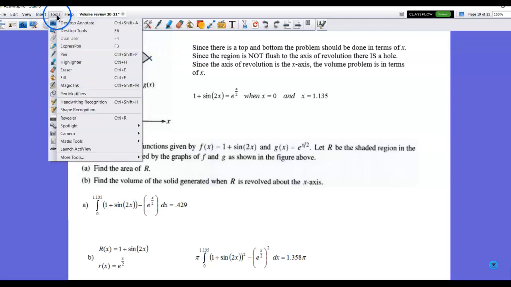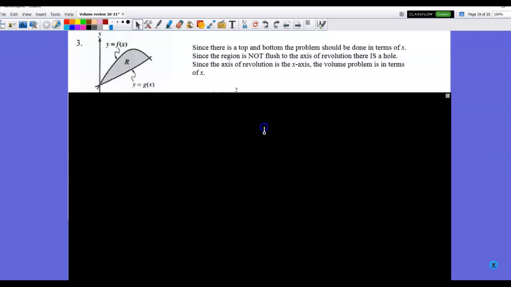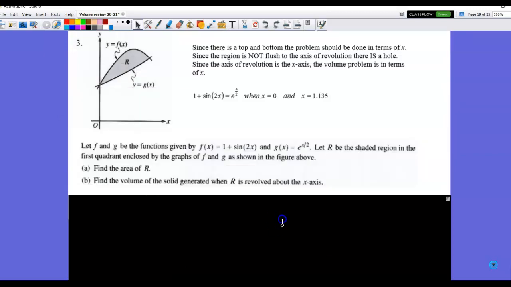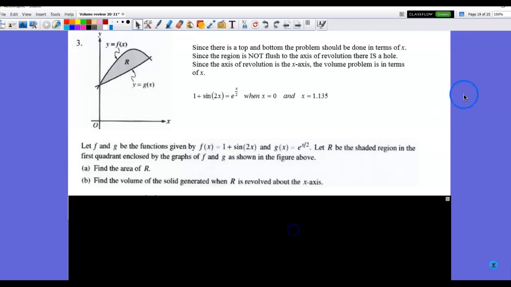Okay, insert, tools, revealer. There we go. So in this problem, come down here with me, even though I have stuff up there.